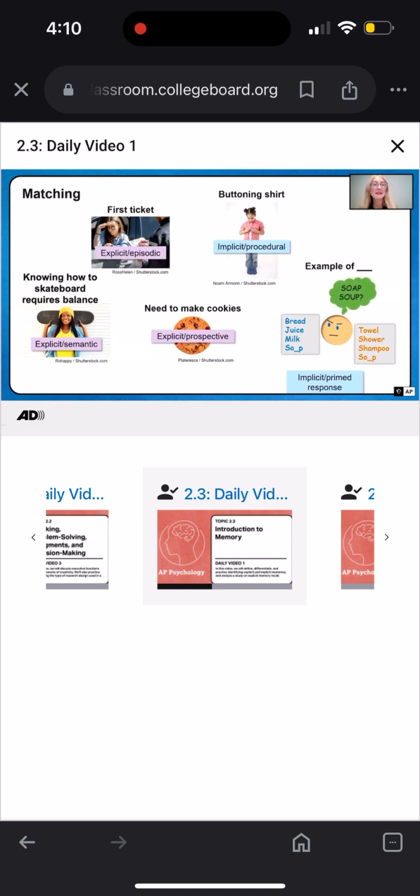Our first ticket is an example of an explicit episodic memory. It's something you can tell me all about. You can give me the details of that. Buttoning the shirt, like climbing stairs, is an implicit procedural memory. It's how to do something. We know that it takes balance to ride a skateboard. That is an explicit semantic memory. And needing to make cookies and knowing you need to make cookies is an example of an explicit prospective memory.